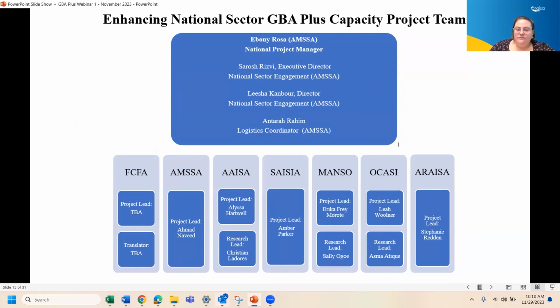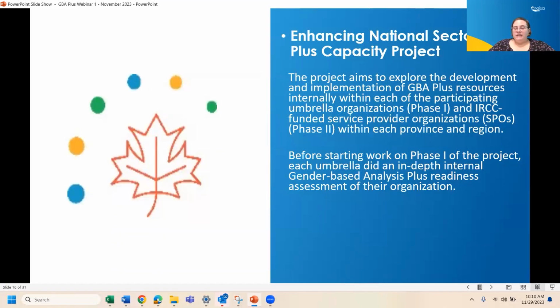at MANSO, Sally Ogo. And so the project aims to explore the development and implementation of GBA Plus resources internally within each of our umbrella organizations, and this is in phase 1. And then in phase 2, we're going to be working with IRCC-funded service provider organizations within each of the provinces and regions represented. So before starting work on phase 1 of the project, each umbrella, including here at ERASA, did an in-depth internal gender-based analysis plus readiness assessment of their organizations and our organization.